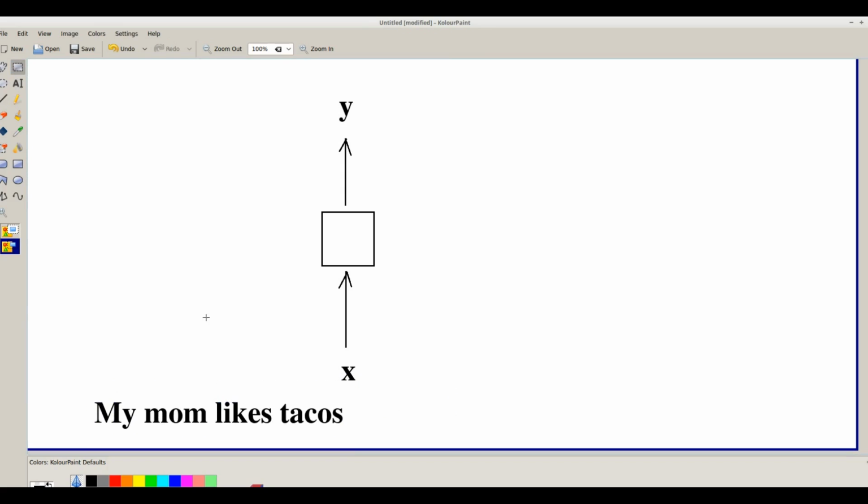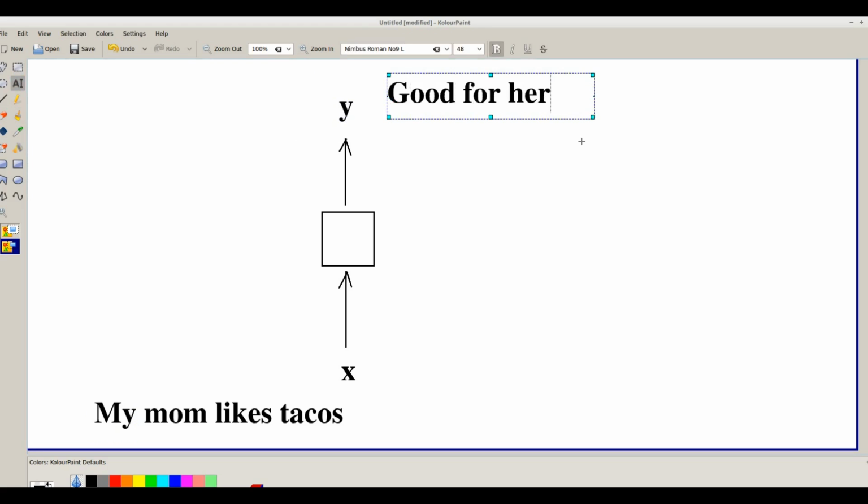Now, if I feed the word "my" into my model, can it predict, can it understand what I mean? Can I produce something that's maybe a good response to that? Like, good for her, or something like that. I'm going to claim it can't.